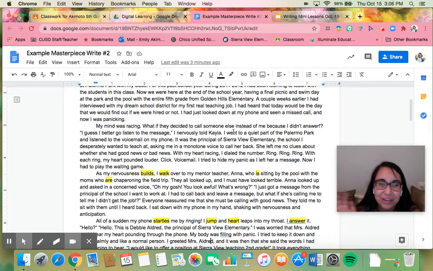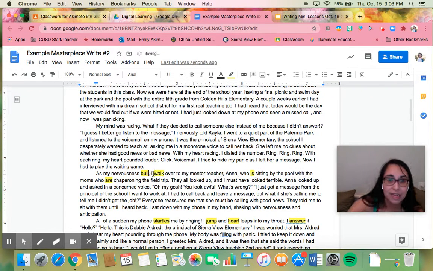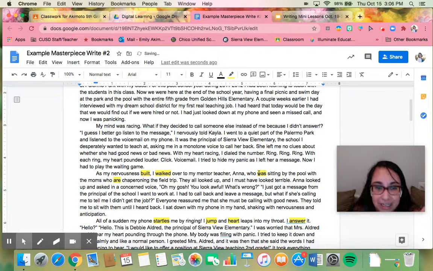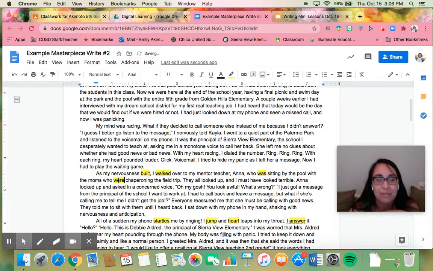But when I was reading through, I realized, oh no, in this paragraph, for the first couple lines, I switched to the present tense. So I need to fix this. So as my nervousness, rather than "build," as my nervousness built, I walked. See how I think these are some of my issues. I walked over to my mentor teacher, Anna, who instead of "is," I'm going to say "was" sitting by the pool with the moms who were chaperoning the field trip.